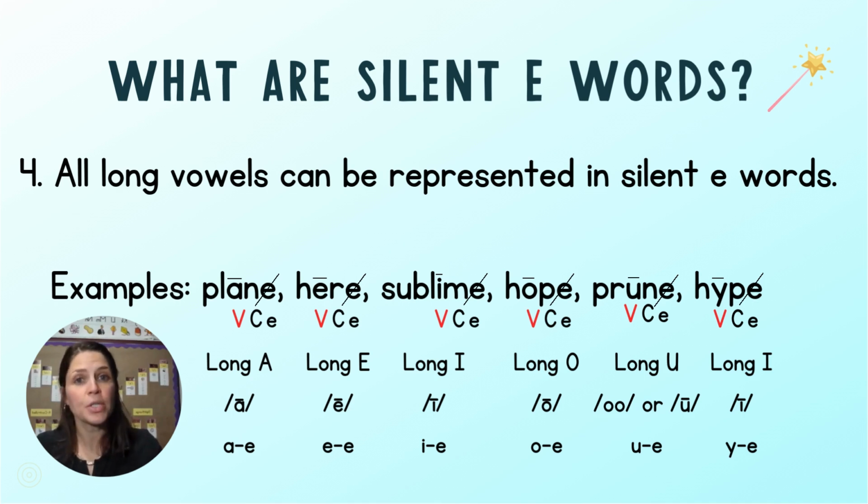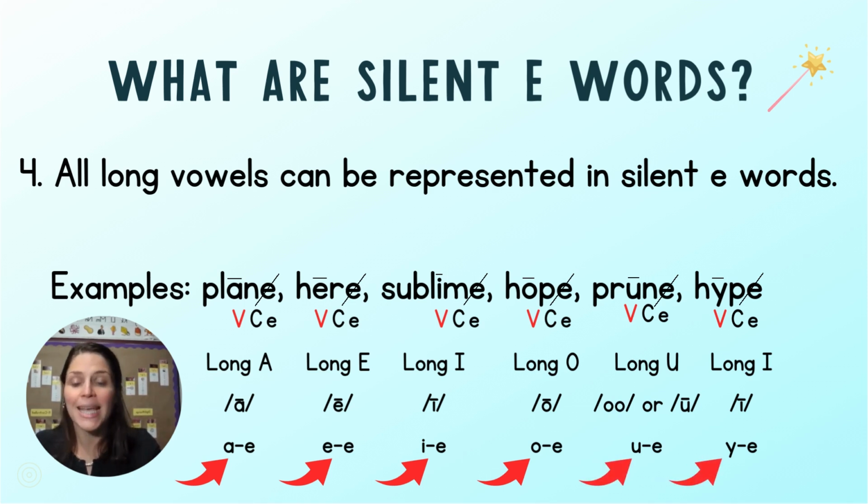And finally, what's important to know about silent E words is that all the long vowel sounds can be represented in silent E words. So we have words that can be categorized by their A-consonant-E pattern, and those are going to be words like plain that include the long A sound. You have other words that are going to follow the E-consonant-E pattern. And you can see at the bottom here, I've done A-E, E-E, I-E, O-E, U-E, and Y-E. We actually refer to that as A-consonant-E, E-consonant-E, I-consonant-E, O-consonant-E, U-consonant-E, Y-consonant-E.